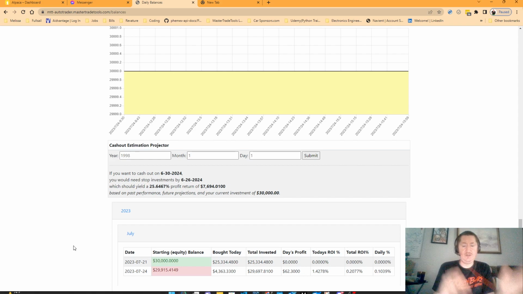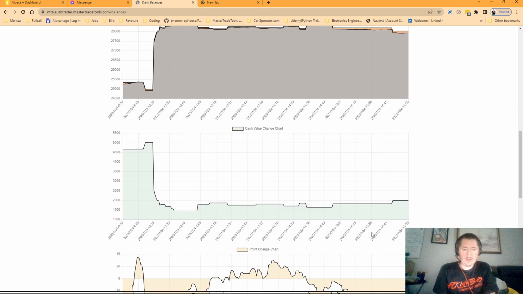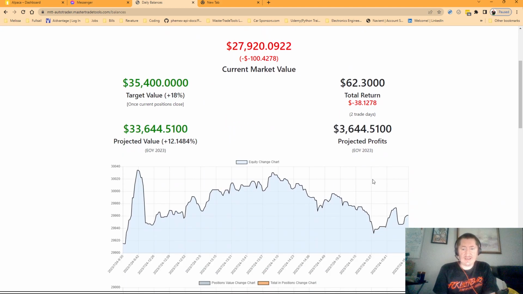252. Actually, we don't even need to do that. I don't even know why I'm trying to pull up a calculator. That is actually shown up above. So at 0.1039%, we can determine that is expected to give us 12.1484% profit by the end of 2023, which would be January 1st of 2024, not even 6 months from now, is going to yield a 12% projected return.